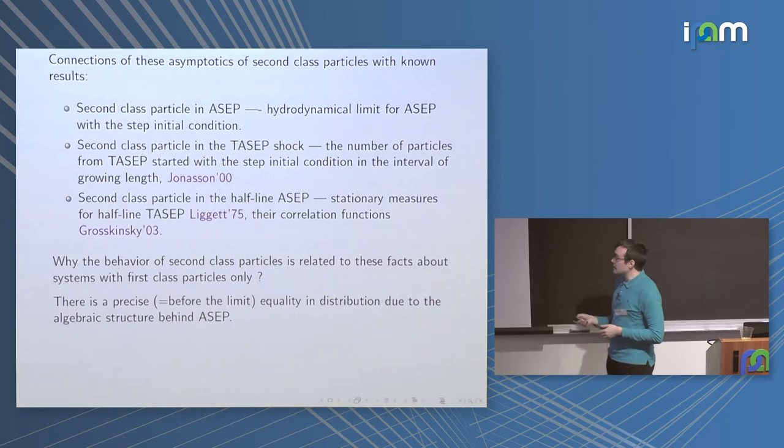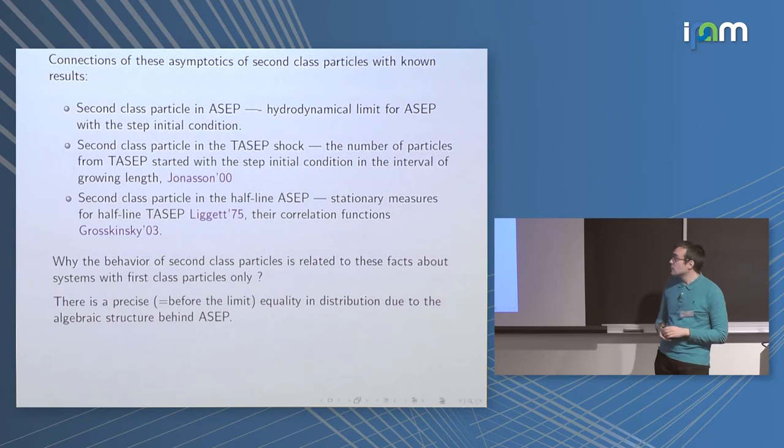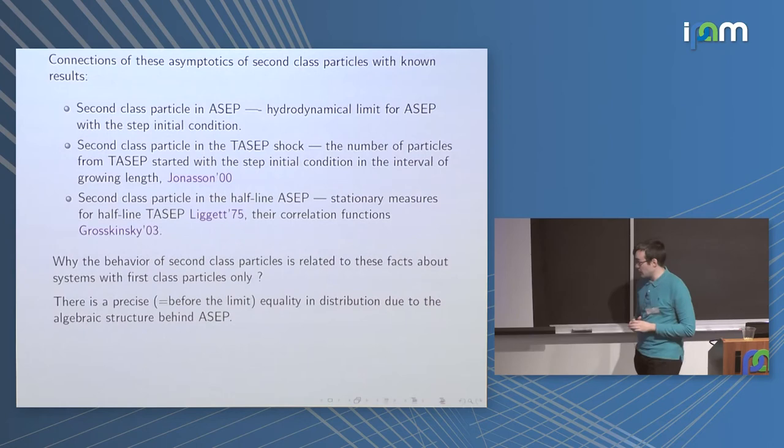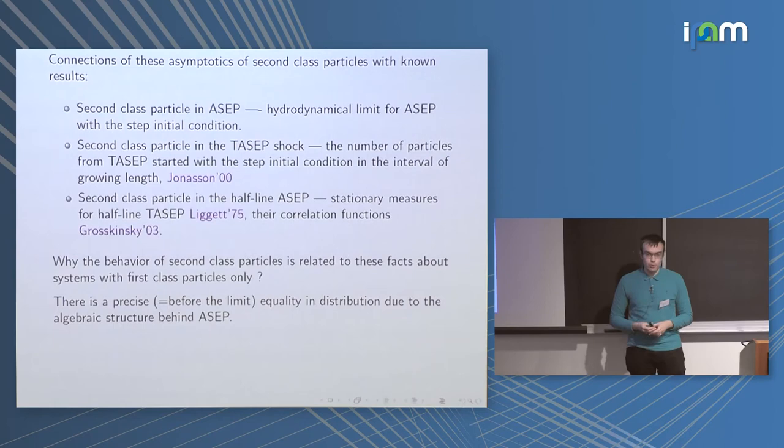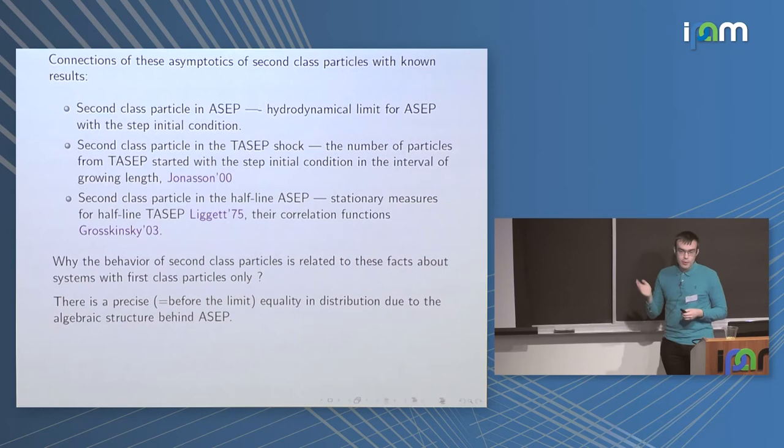And for the second class particle in the half-line ASEP, the expressions that I had for the answers are related to stationary measures for half-line TASEP, which were discovered by Liggett. And their correlation functions and these explicit expressions that I had were obtained by Grosskinsky. So somehow the answers are known, but as answers to seemingly very different questions. All these answers were about systems with just first class particles. They have nothing to do with second class particles.